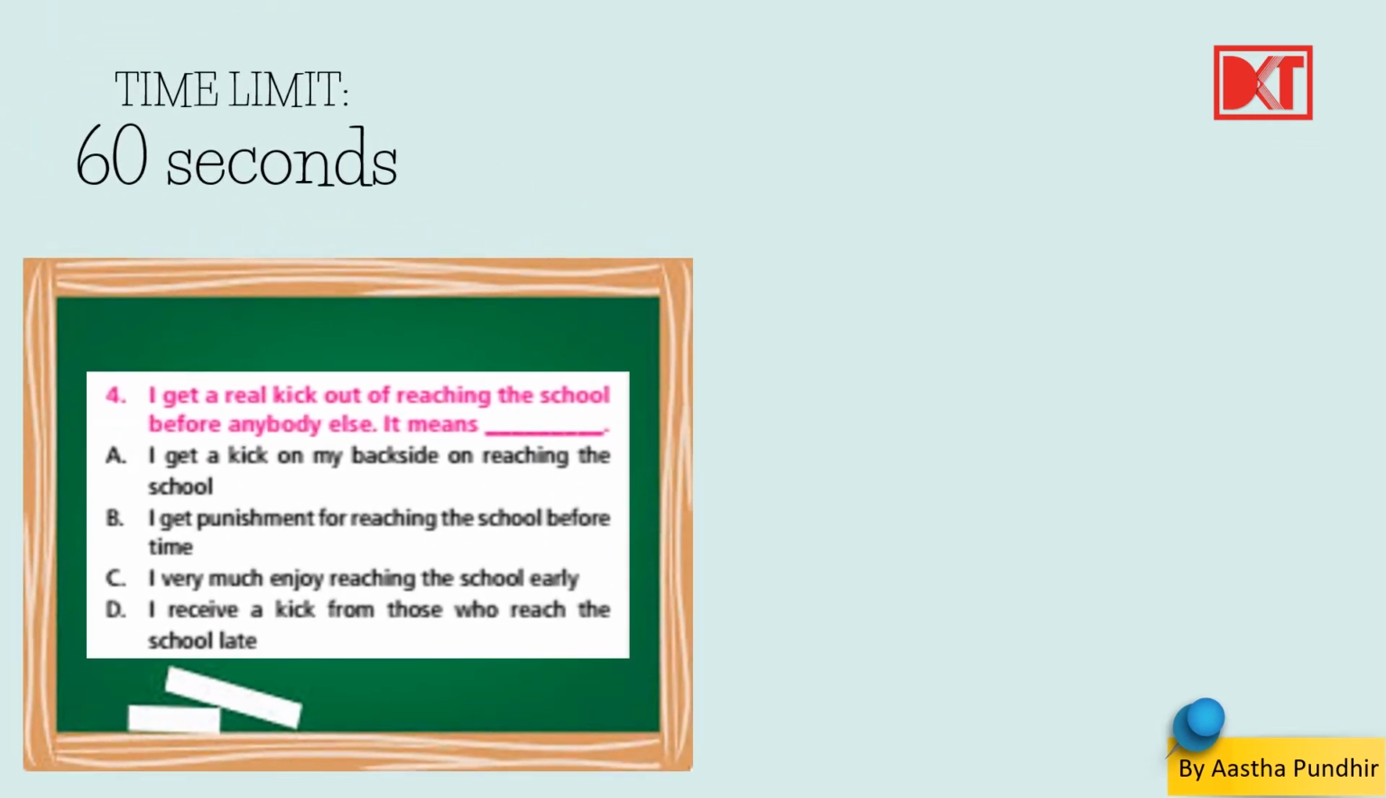I get a real kick out of reaching the school before anyone else. It means A, I get a kick on my backside on reaching the school. Or B, I get punishment for reaching the school before time. Or C, I very much enjoy reaching the school early. Or D, I receive a kick from those who reach the school late. Now, getting a real kick out of something means this person really enjoys it. So, I very much enjoy reaching the school early. Alright? C. It does not mean literally this person gets kicked when he reaches early. Okay.